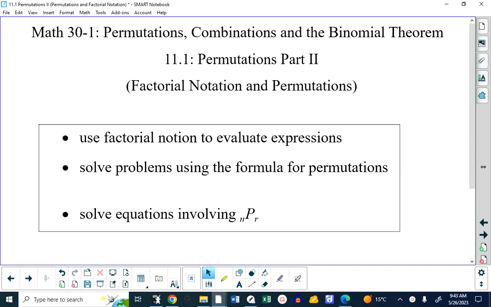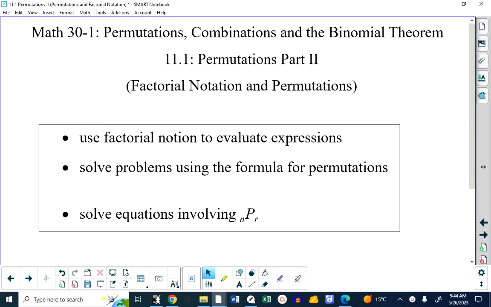So this is lesson 11.1, part 2. We're going to continue to work with the fundamental counting principle today, but we are formalizing things and starting to talk about what we call permutations. We're also going to formally introduce you to factorial notation, although I have informally done so yesterday.